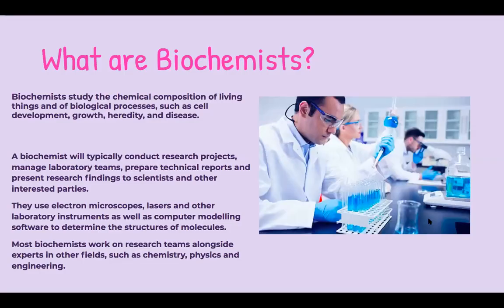So let's go into more depth about what exactly a biochemist is. Biochemists typically study the chemical composition of living things and of biological processes such as cell development, growth, heredity, and disease. They typically conduct research projects, manage laboratory teams, prepare technical reports, and present research findings. Most biochemists work on research teams alongside experts in other fields such as chemistry, physics, and engineering. So when it comes to science, a lot of different fields have to come together to make conclusions.